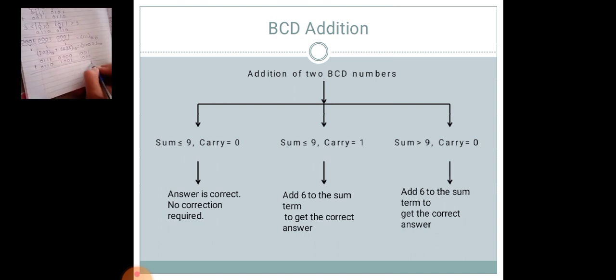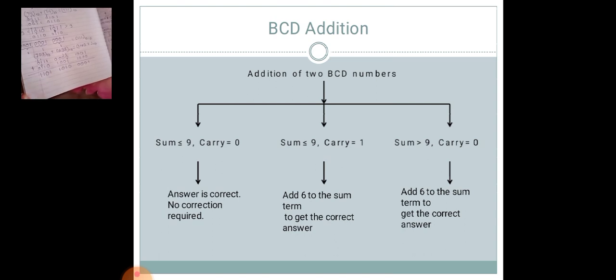1 plus 0 is 1, 0 plus 0 is 0, 0 plus 0 is 0, 1 plus 1 sum 0 carry 1, 1 plus 0 sum 1 carry 0, 1 plus 1 sum 0 carry 1, 1 plus 0 is 1, 0 plus 0 is 0, 0 plus 1 is 1, 1 plus 0 is 1, 1 plus 1 sum 0 carry 1, 1 plus 1 sum 0 carry 1, 0 plus 1 is 1, 1 plus 0 is 1.